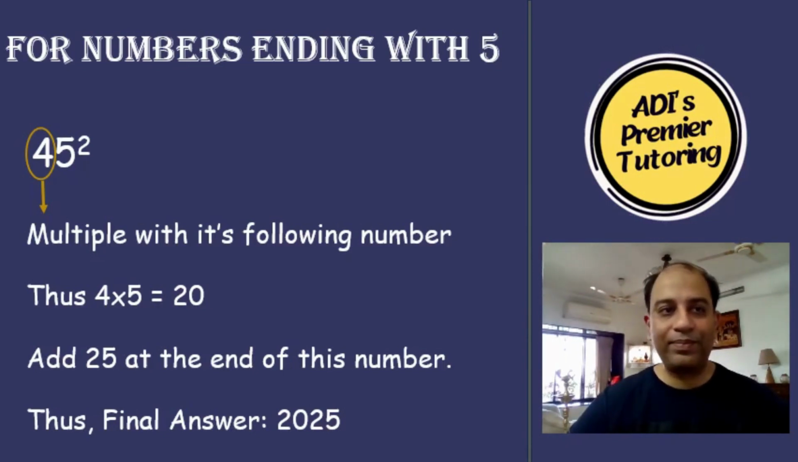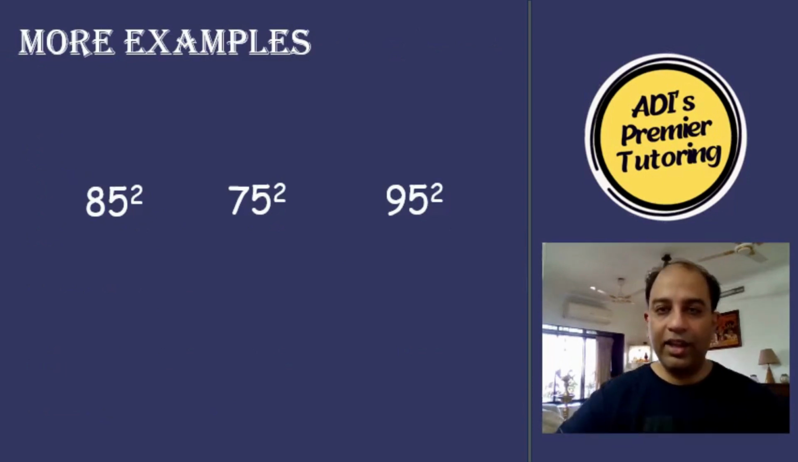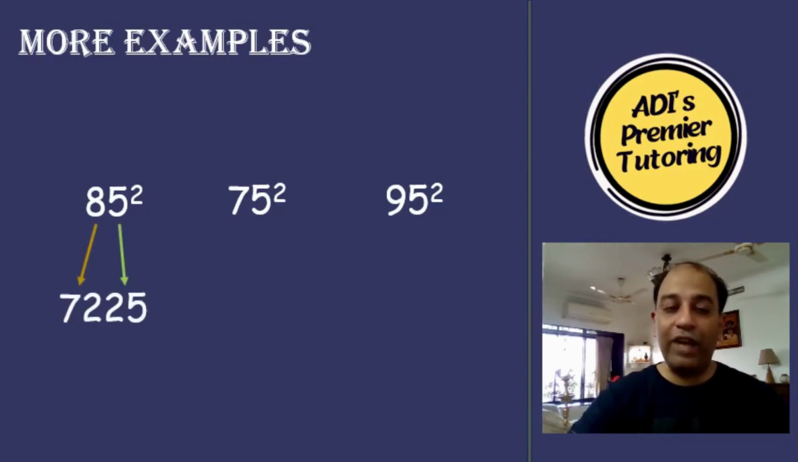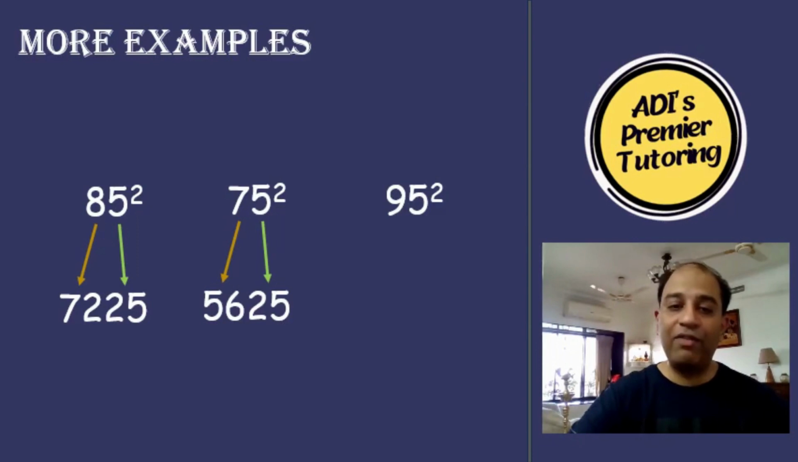Now let's try with some more examples. So again, we have got 85 squared. The next consecutive number after 8 is 9. So if we multiply 8 into 9, we get 72. Thus, 85 square is 7225. Similarly, the next consecutive number after 7 is 8. So 7 into 8 is 56, and adding 25 at the end of the number, we have got 5625. Similarly, for 9, the next consecutive number is 10, so 9 into 10 is 90. And we've got 5 squared, thus we will be getting the answer as 9025.